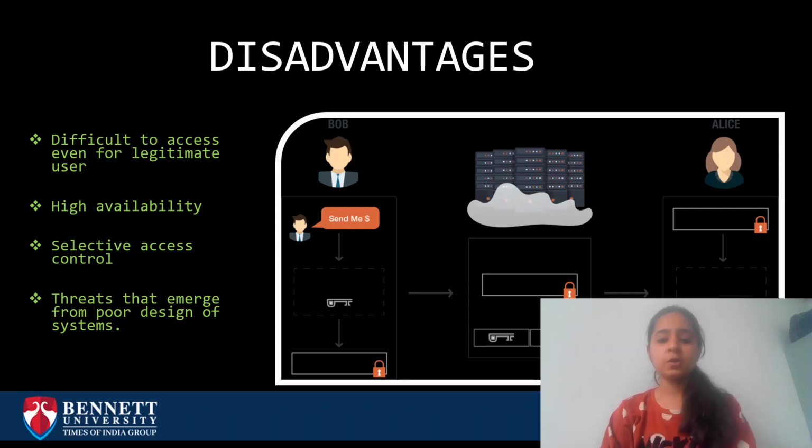And the last is that cryptography does not guard against the vulnerabilities and threats that emerge from poor design of systems, protocols, and procedures. These need to be fixed through proper design and setting up a defensive infrastructure. Also, this technology is very expensive and takes a lot of money and time.